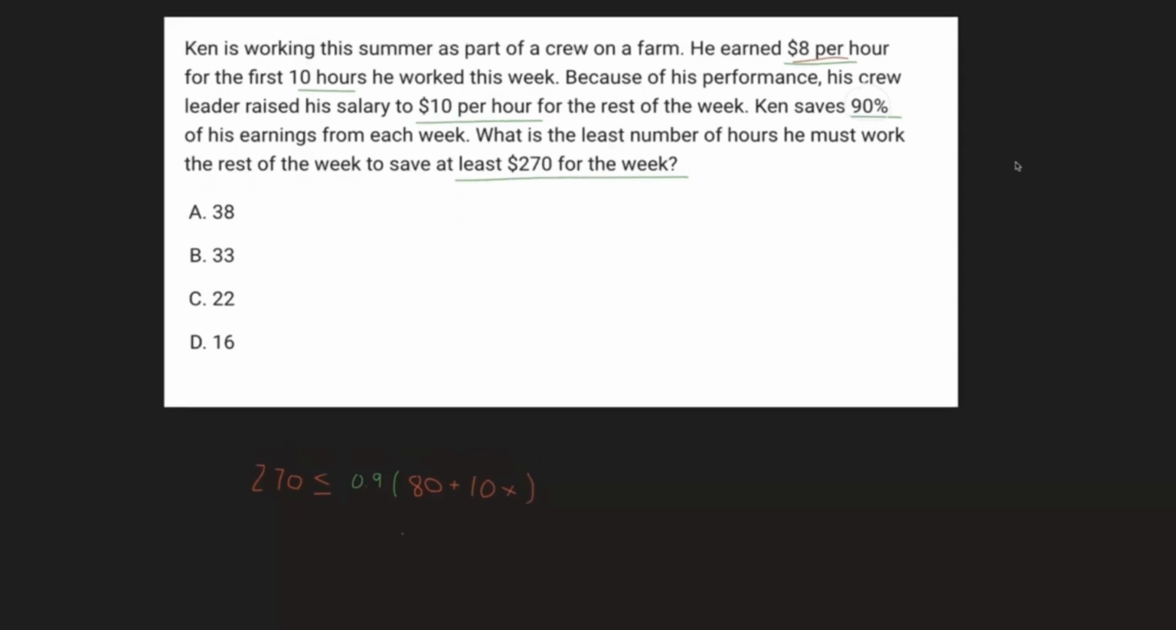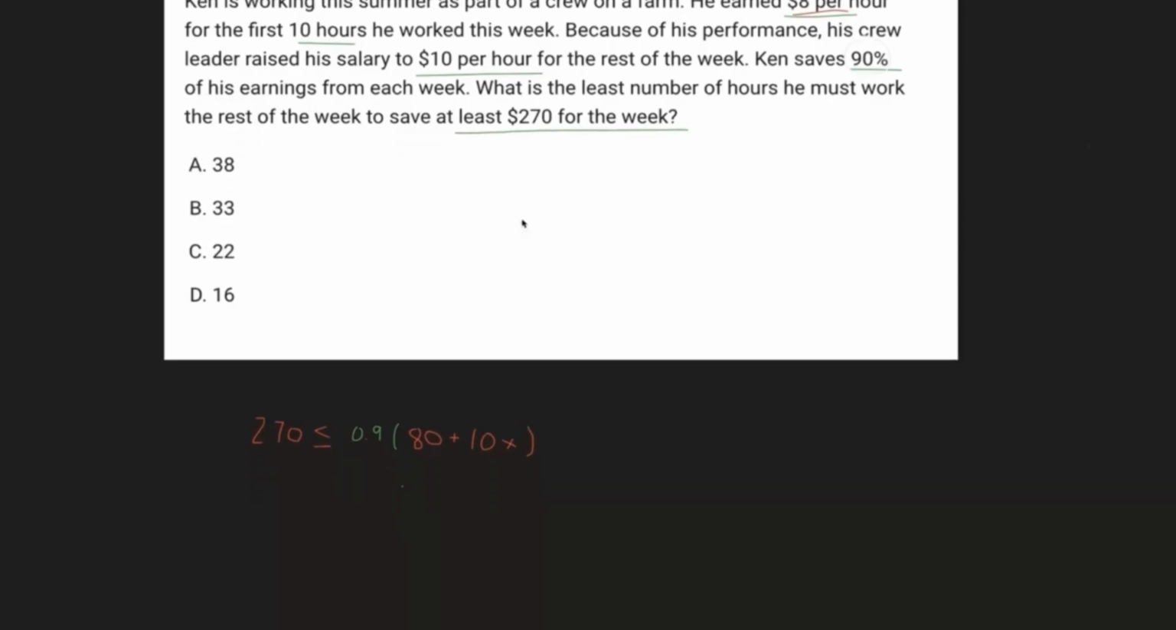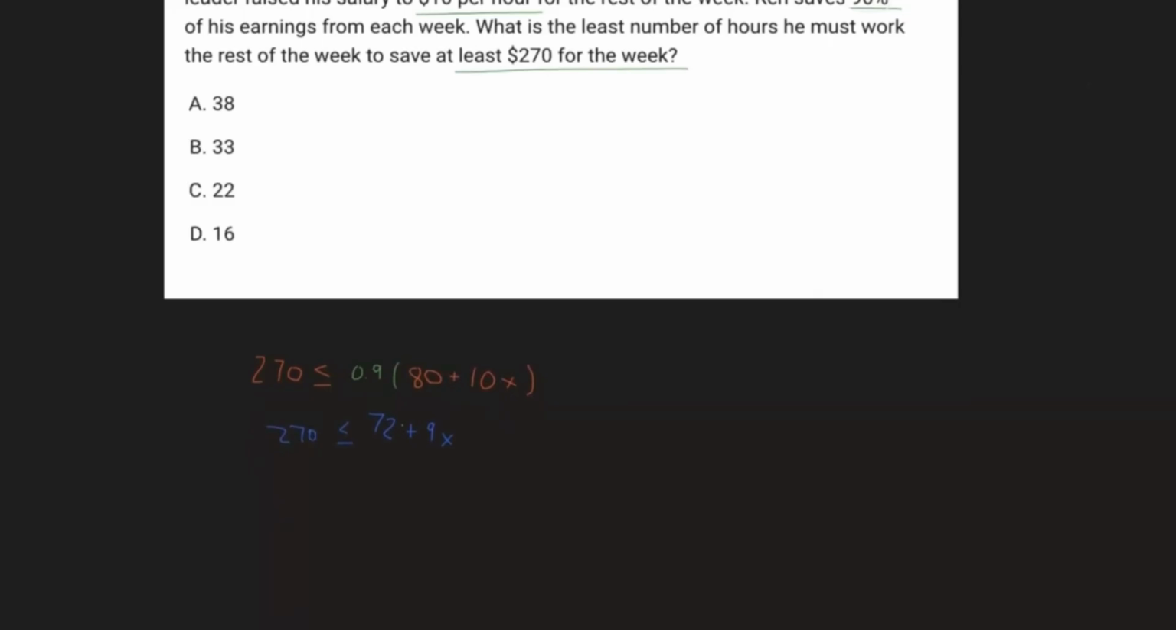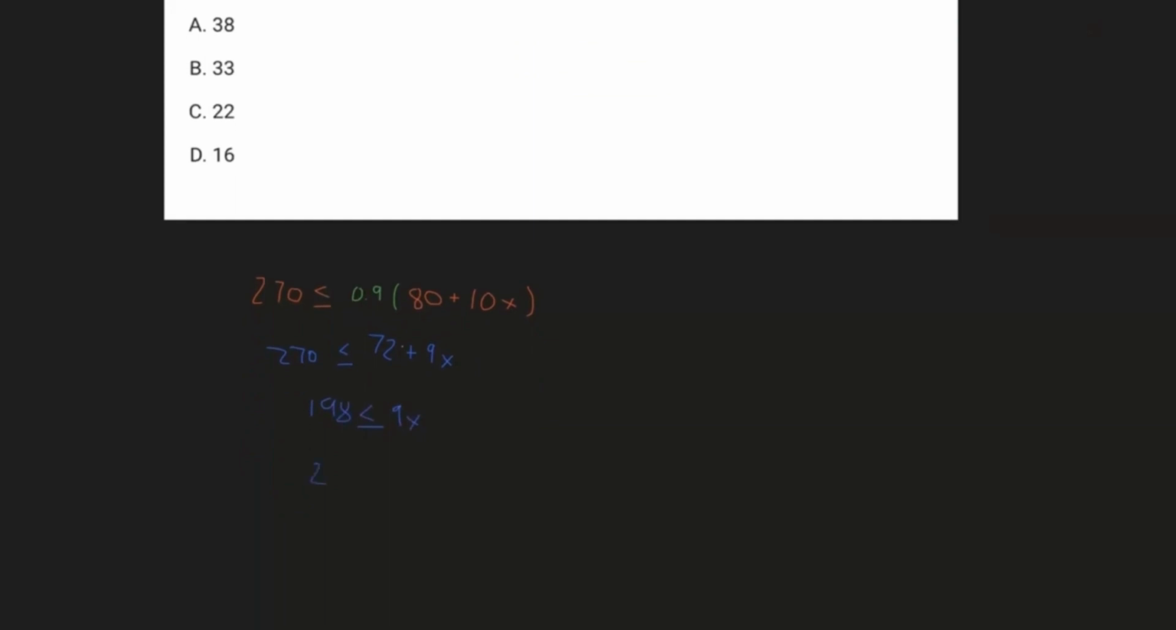All right, so now we just want to simplify this inequality. So 0.9 times 80 is going to give us a value of 72. 0.9 times 10x is going to be plus 9x. Set this greater than or equal to 270. And so we want to subtract 72 from both sides because we're isolating for x. And so we get 198 is less than or equal to 9x. Divide both sides by 9 and we get a value of 22 is less than or equal to x.